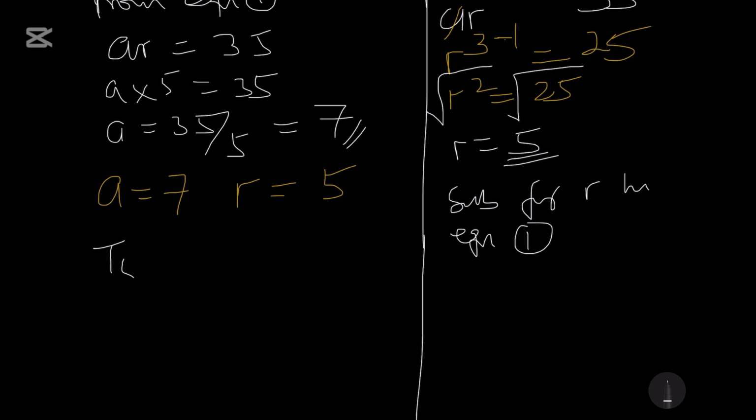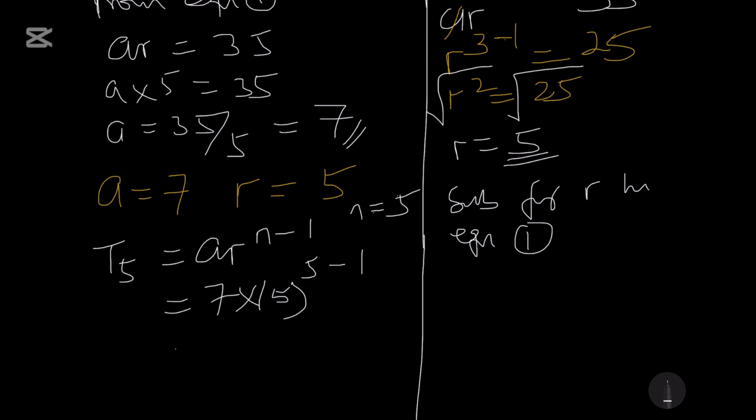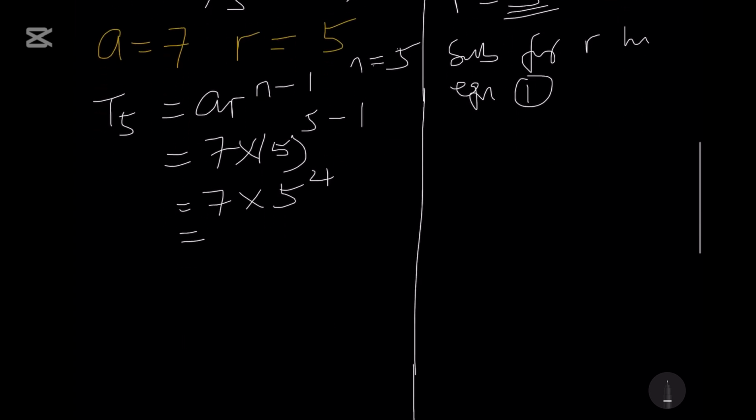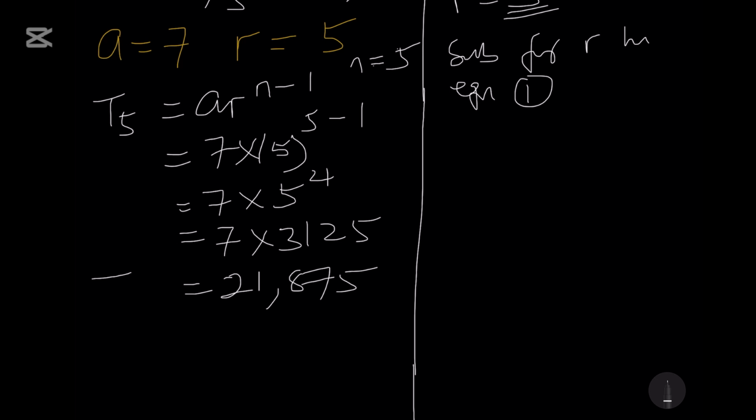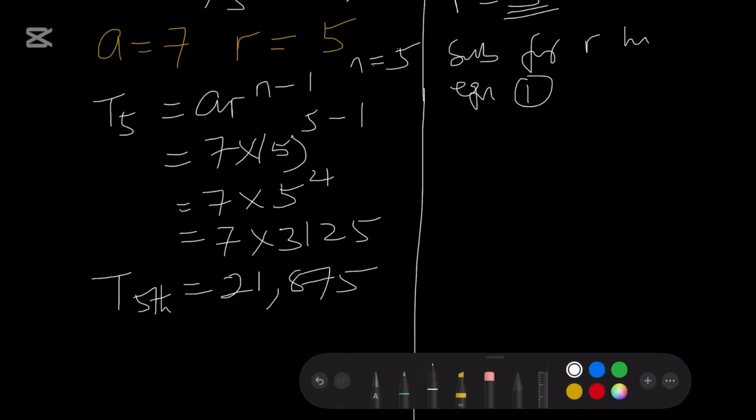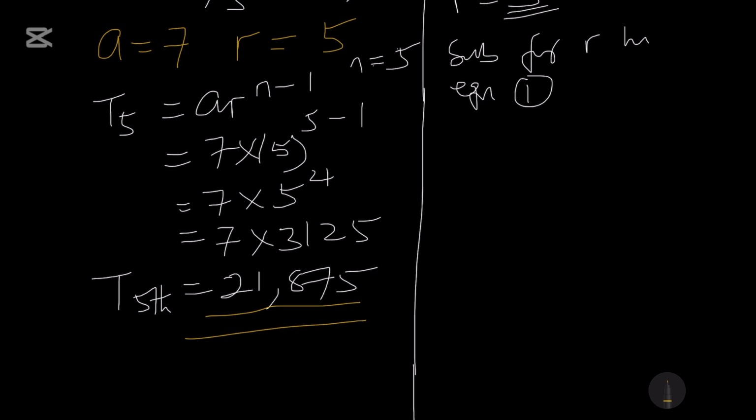The formula says ar^(n-1). Our n is 5 because we are dealing with the fifth term. So we have 7 multiplied by our r, which is 5, raised to power 5 minus 1. So we have 7 multiplied by 5 raised to power 4. So we have 7 multiplied by 3,125. Multiplying it by 7, we have 21,875. So our fifth term is equal to 21,875.